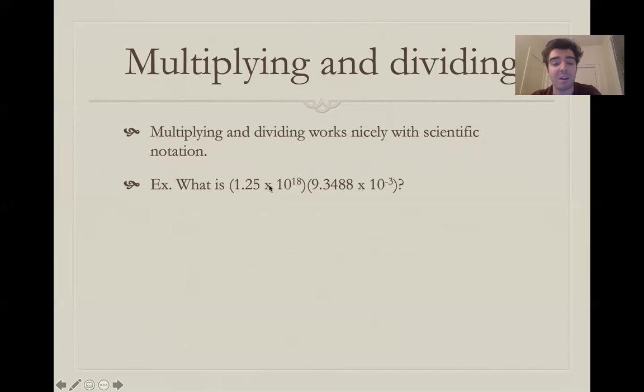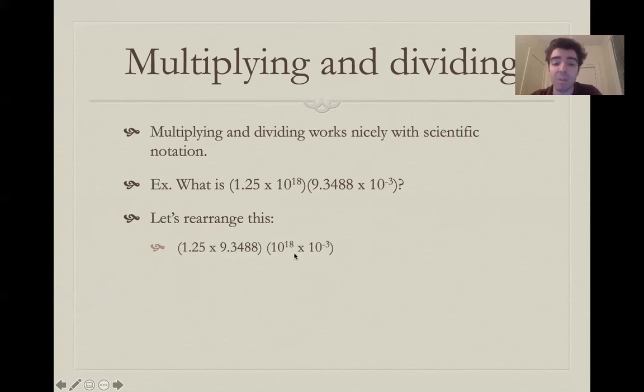Remember that with multiplication, you're allowed to move around the numbers however you want. I could take 1.25 times this number, times this number, times this number if I want. So let's do just that. Let's take this number and this number together, and this number and this number together. Now this is a lot easier. We can just multiply these 2.